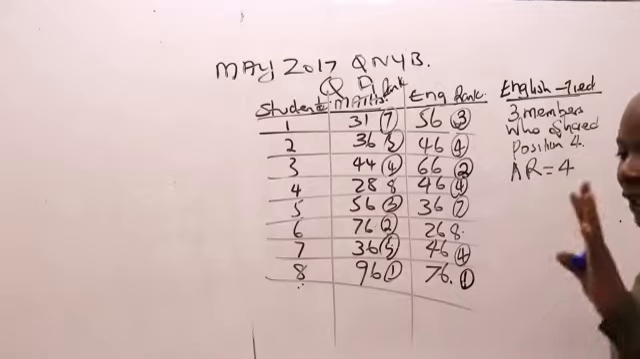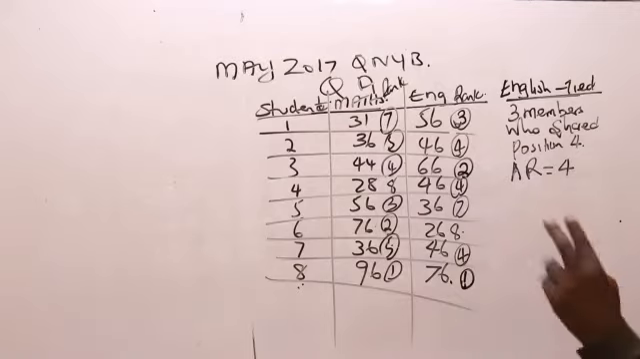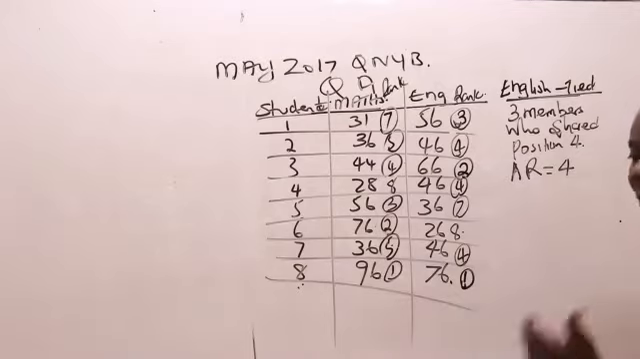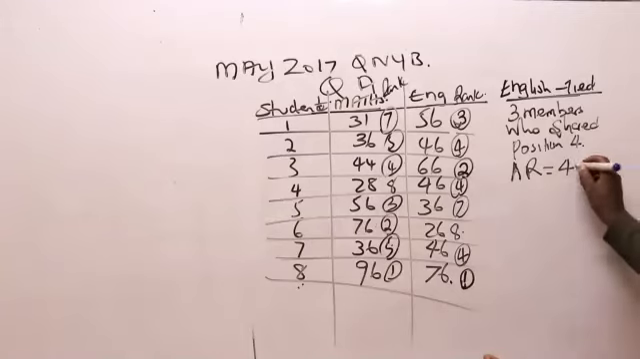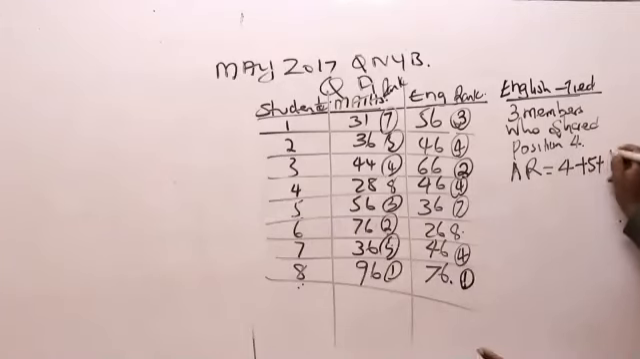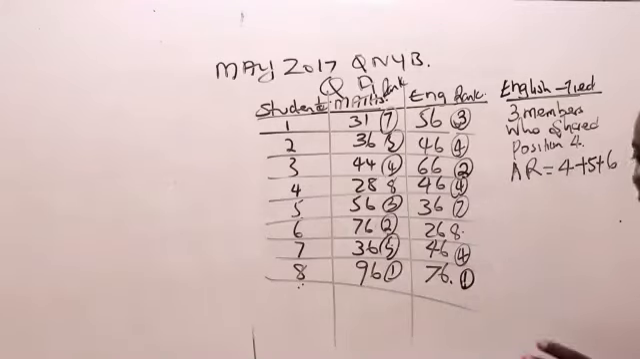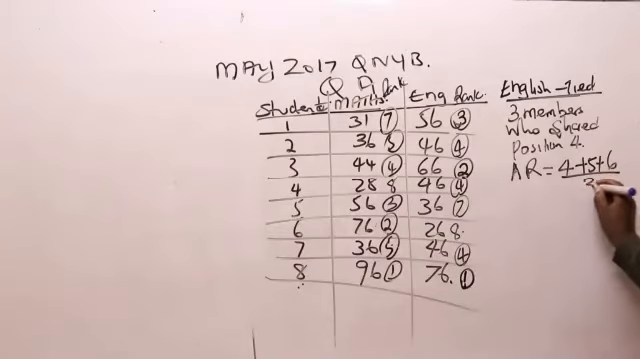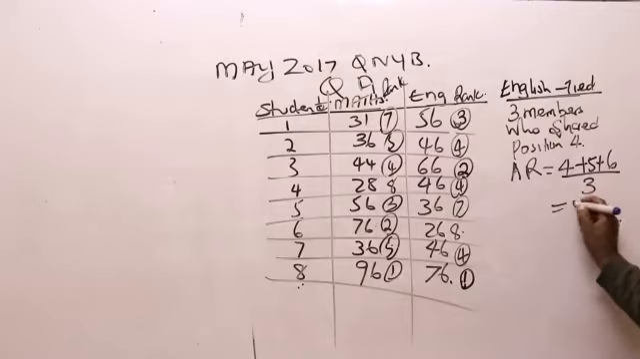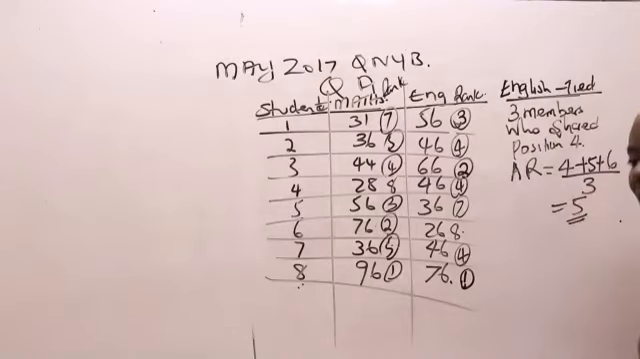Remember, there are 3 of them. If there was some slight discrepancy between their marks, one should take 4, the other one should take 5, and the other one should take 6. Divide this by 3. So could you kindly add the 3 and then divide by 3? You'll end up getting 5.